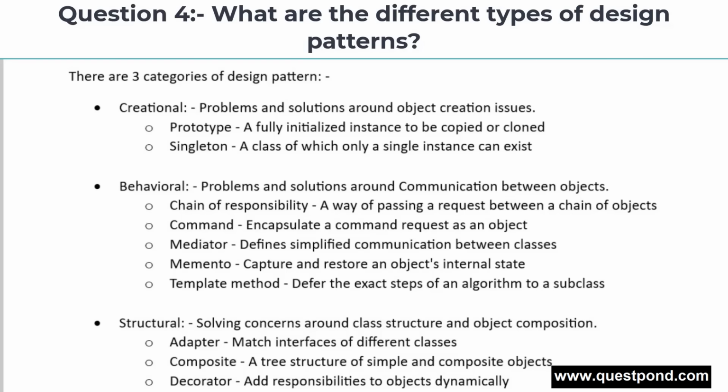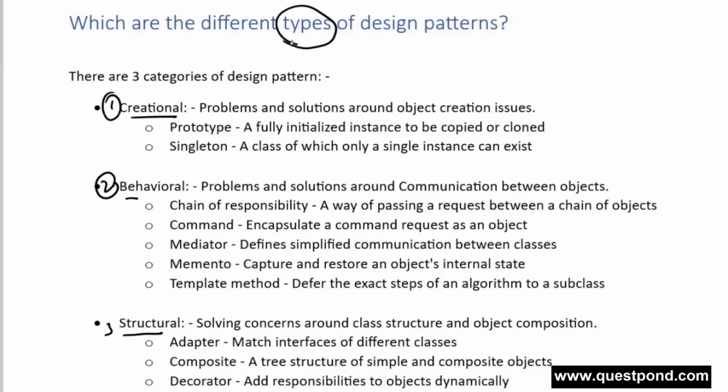What are the different types of design patterns? So primarily there are 3 categories of design patterns. One is a creational category, second one is a behavioral category, and the third one is a structural category. So the creational category actually talks about issues around object creation.